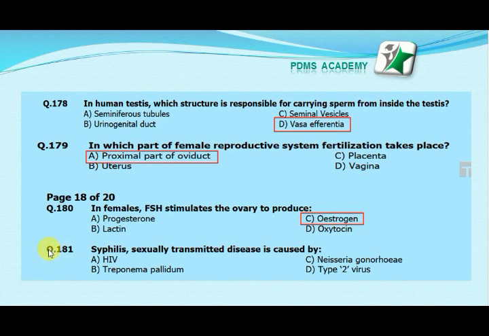Our next MCQ is: syphilis, a sexually transmitted disease, is caused by. Option A, HIV. Option B, Treponema pallidum. Option C, Neisseria gonorrhoeae. Option D, type 2 virus. Our correct answer is B, Treponema pallidum.